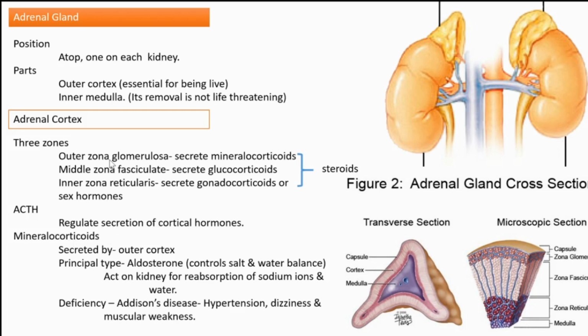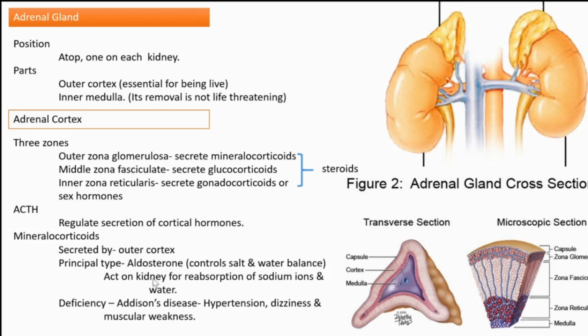And then we are going to understand more about the hormones secreted by the cortex, separately. First is mineralocorticoids. It is secreted by the outer cortex. Outer cortex means zona glomerulosa. Zona glomerulosa secretes these mineralocorticoids. Among the mineralocorticoids, the important one is aldosterone. What is its function? It controls salt and water balance in the body.